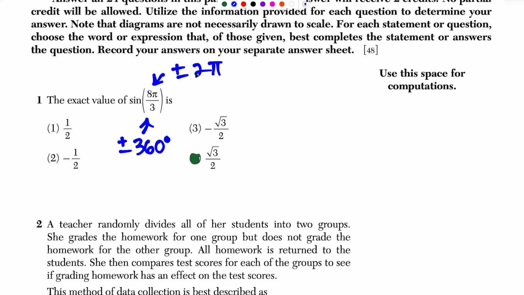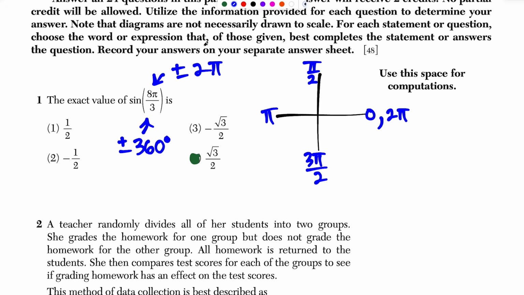I'm going to subtract 2 pi because my goal is to make this angle some value between 0 and 2 pi. I'm just thinking of the xy axis. On the xy axis, we have 0, then pi over 2, then pi radians, then 3 pi over 2 radians, and then 2 pi radians if we go full circle. So 8 pi over 3 is more than 2 pi because 8 divided by 3 is greater than 2. That's how I know I'm going to subtract 2 pi from the inside.